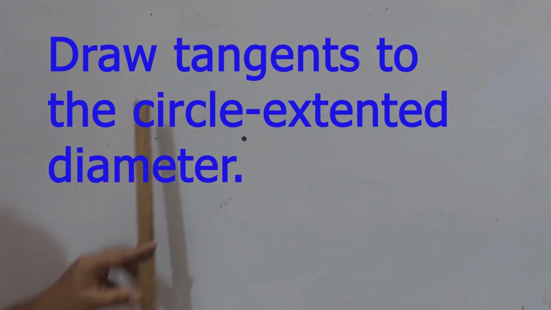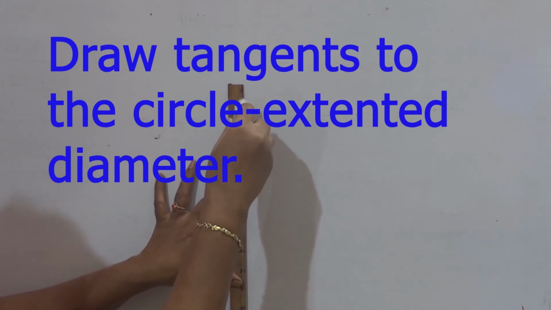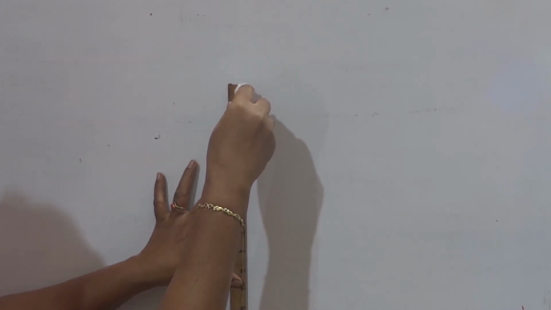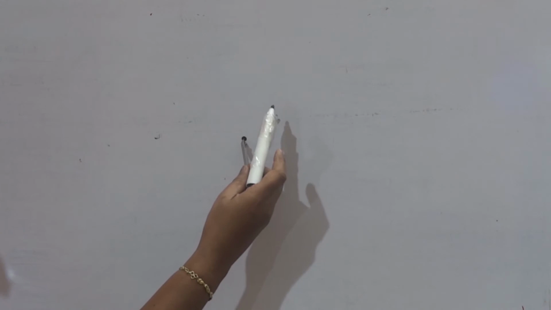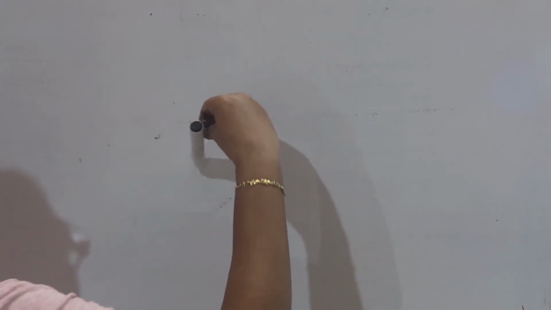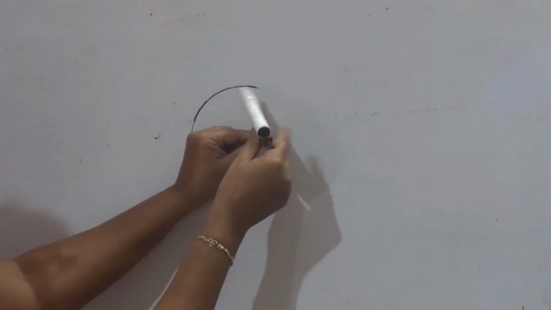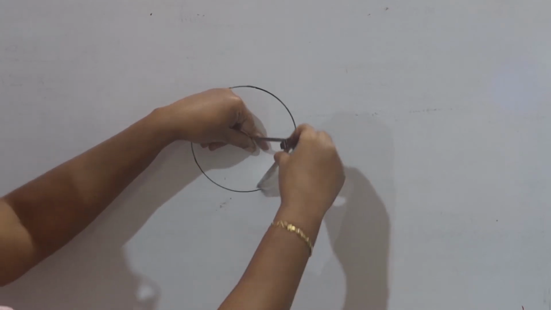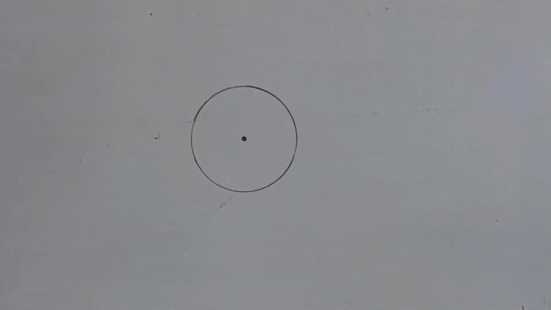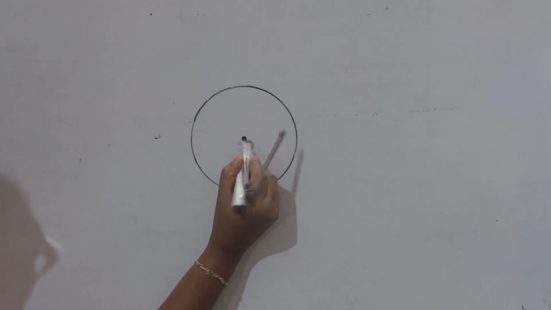Construction. First, let me draw a circle of radius 3 centimeter. We will take the radius using this compass. The distance between the needle and the pencil is 3 centimeter now. This is a circle of radius 3 centimeter and its center is O.